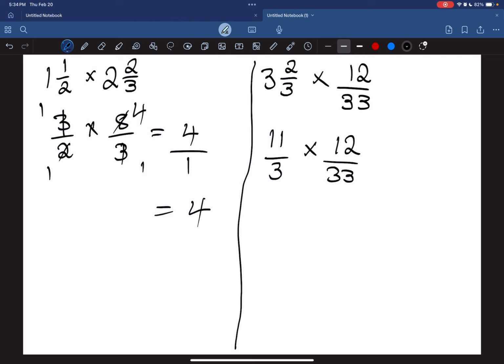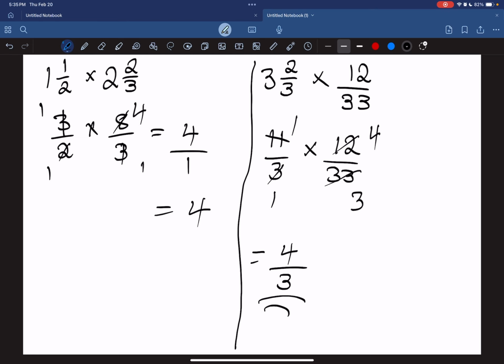From this now, we can see clearly that things can reduce right here. So 3 into itself 1 time, 3 into 12 goes 4 times. 11 into itself 1 time, 11 into 33 goes 3 times. So what that leaves us with now is a 1 times a 4 in the numerator, that's 4, and a 1 times a 3 in the denominator, that's 3. And this is our final answer for this right here.